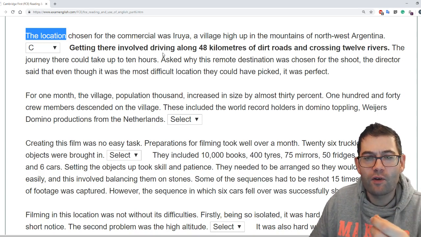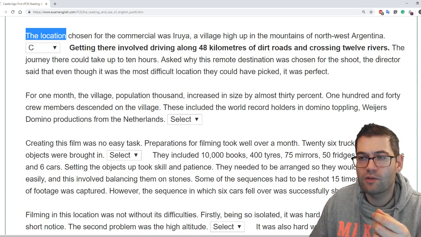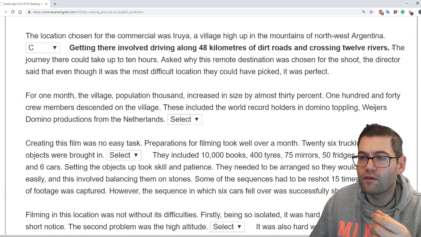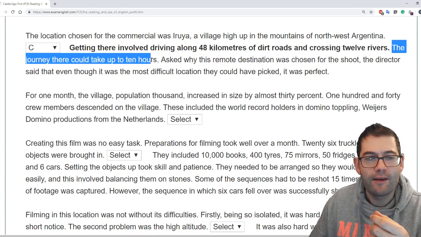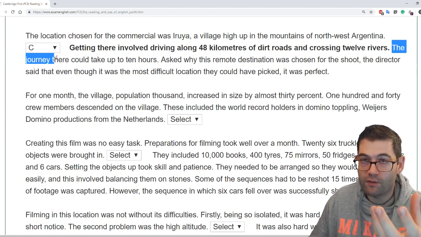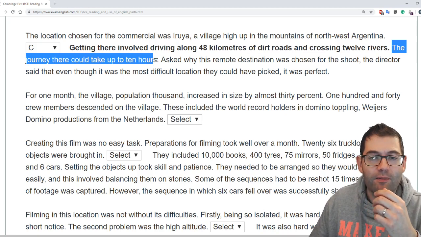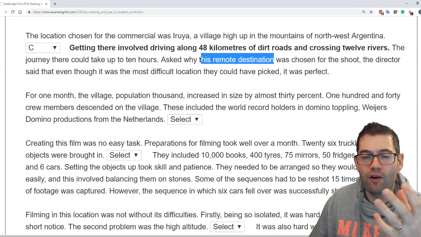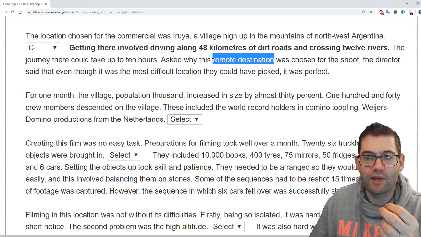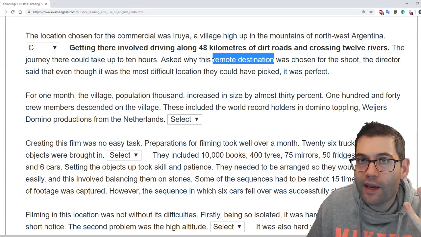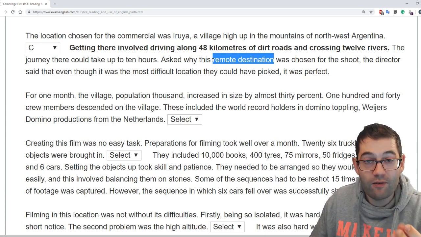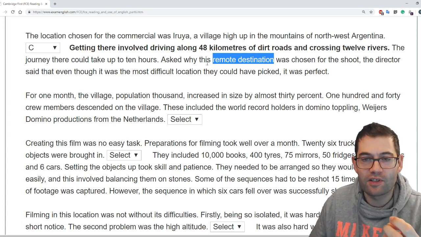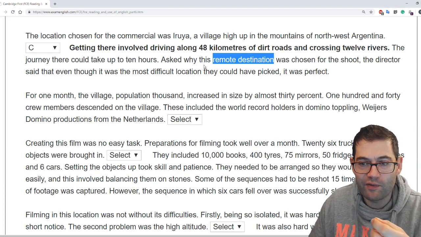Getting there involved driving along 48 kilometers of dirt roads, crossing 12 rivers. And then afterwards, as I said, a vocabulary link there. The journey, in other words, the process of getting there, could take up to 10 hours. And then, of course, you've got the idea of a remote destination. In other words, somewhere being a long way away from anywhere. And you get that idea with 48 kilometers of dirt roads and crossing 12 rivers.